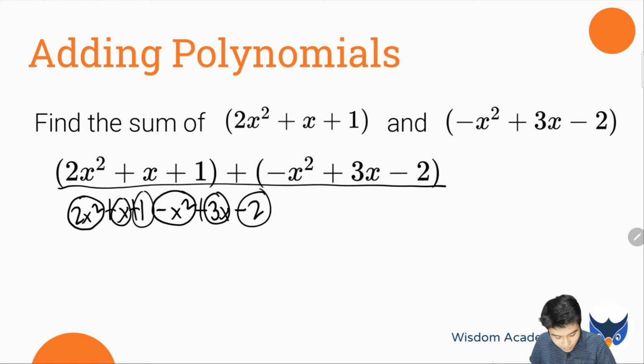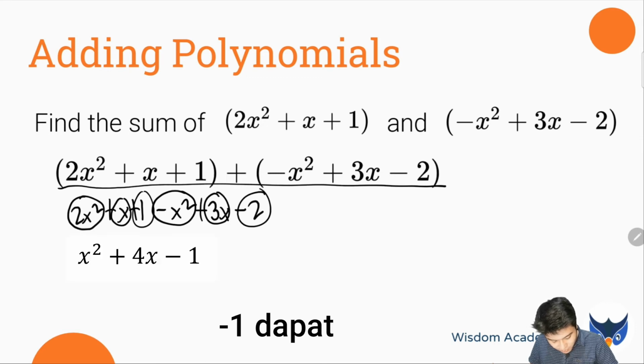So, start tayo sa 2x squared sa mga x squared. 2x squared minus x squared, that's x squared. And doon naman sa x's natin, we have x plus 3x, we have 4x, and then we have plus 3.